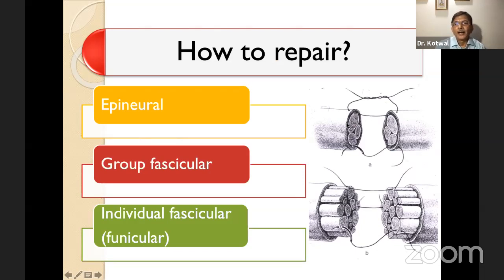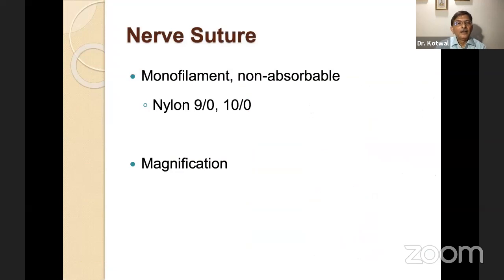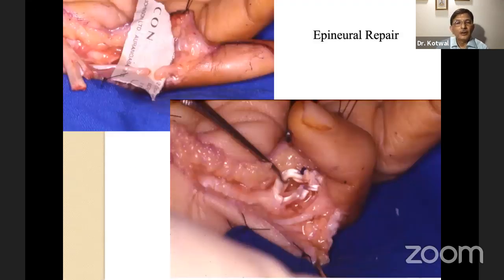So you just repair the epineurium. Then it can be the fascicular repair, which can be in groups. The fascicles can be repaired in groups, or individually, fascicular repair or the funicular repair, as it is called. And the suture that we use is very fine, 9/0 or 10/0 nylon. And of course, it requires magnification. You can't do without it.